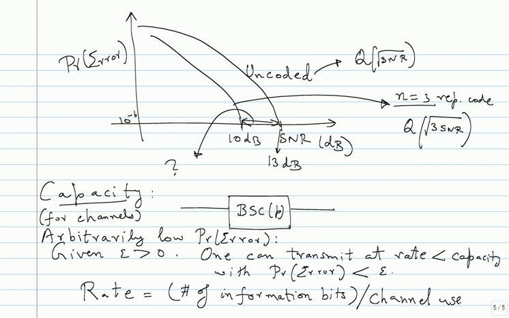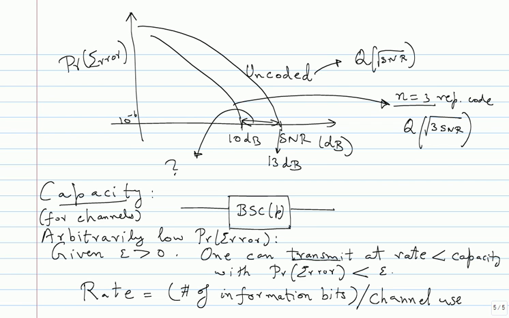If I do coding, then I can get rates less than 1. If I take k information bits, convert them into n channel bits, n bits which I want to transmit on the channel, I'm sending k over n information bits per channel use, and that's my rate. So that's the connection with rate.